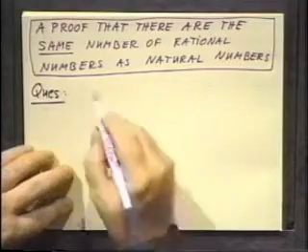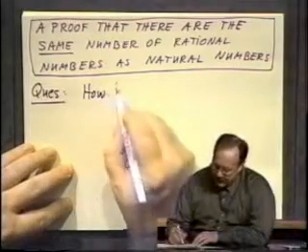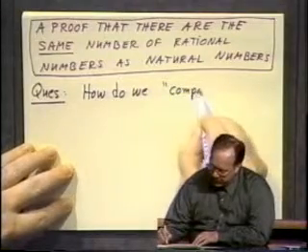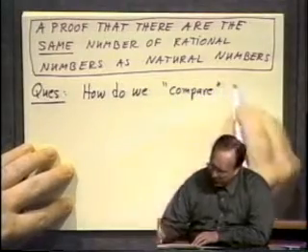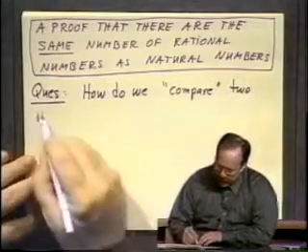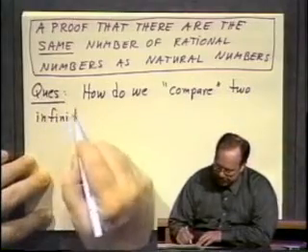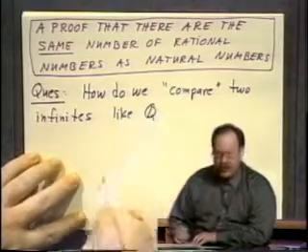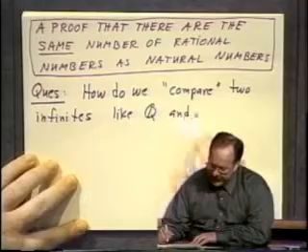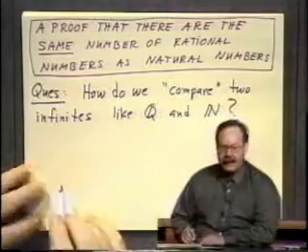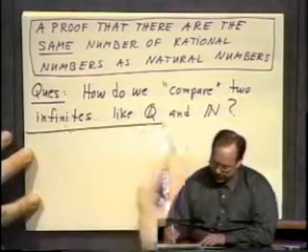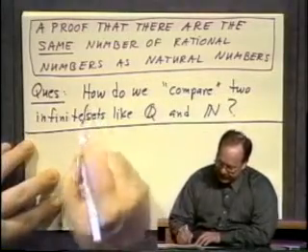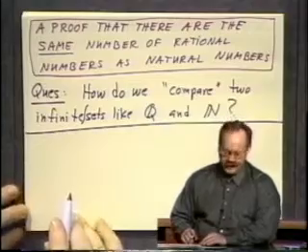How do you compare two infinite sets? I mean, they're infinite after all, so we need to have some way of comparing them that makes sense. So how do we compare two infinite sets like the set of rational numbers, which we've denoted by Q, and the set of natural numbers, which we've denoted by N, boldface N? Two infinite sets like Q and N.